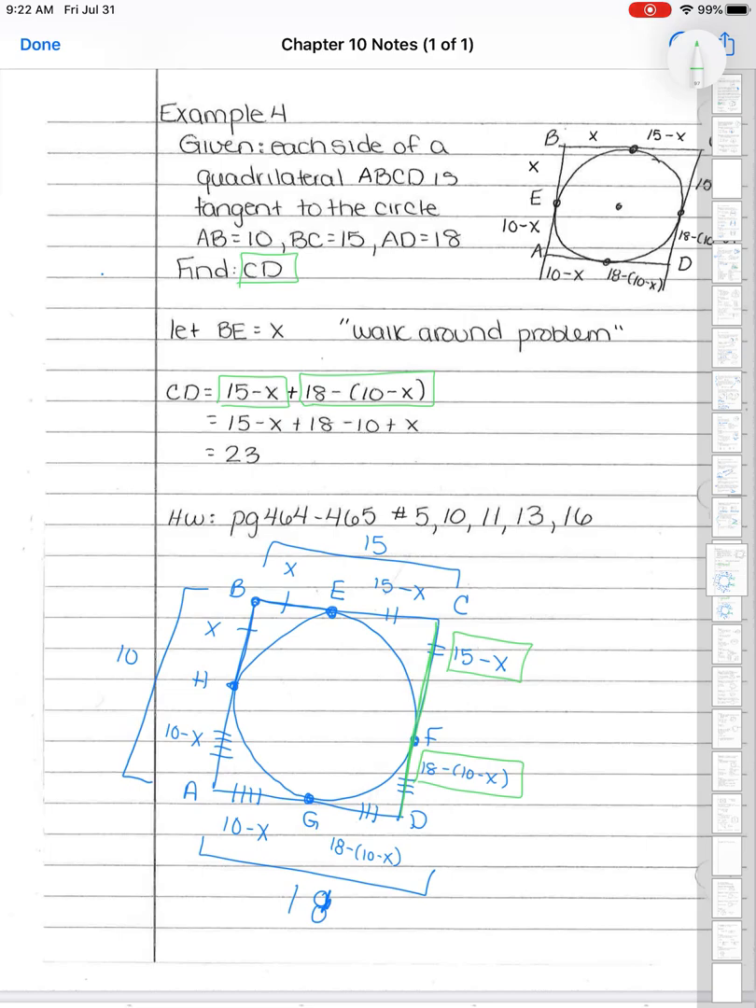But the point is you're walking around the figure. You're not jumping around. You have to go either clockwise. Sometimes you hit a wall. You have to go counterclockwise and fill in all the information that you have so you're able to solve for the x and then plug everything back in to figure out all the different measurements.